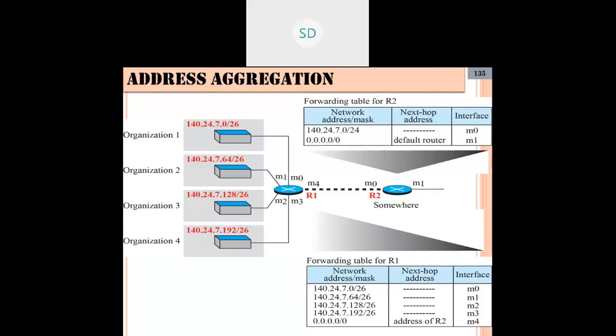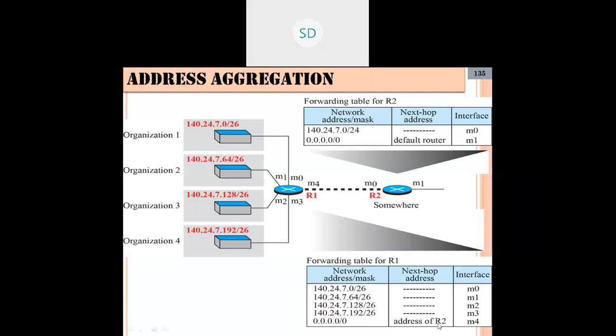So in this configuration, if you observe, we have two routers, R1 as well as R2. R1 is connected to the networks of four organizations. Say organization 1 with a particular address of the same mask. Next is organization 2, organization 3 as well as organization 4. You can observe the R1 forwarding table also here.